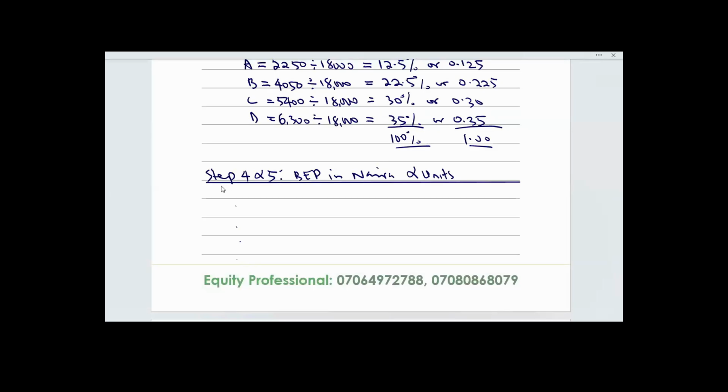So the first column will be the products. Here we have products A, B, C, and then D. Then next is sales mix. We have 0.125, 0.225, 0.30, 0.35.